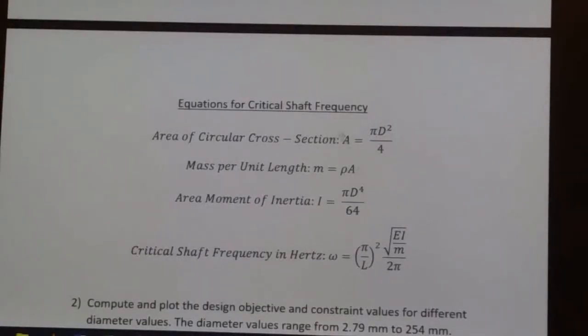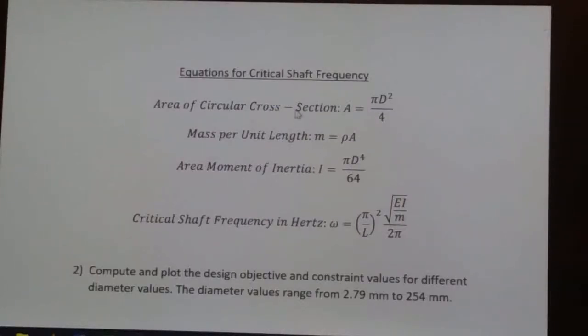The next section highlights the equations that were used to find the critical shaft frequency in Hertz. The area of the cross section is needed when finding the mass per unit length, and mass per unit length equals density times area. We also use the area moment of inertia for a circular cross section, which is pi d to the 4th over 64. And ultimately, we calculated the critical shaft frequency in Hertz, and it's important to note that the 2 pi here changes it from radians per second to Hertz.